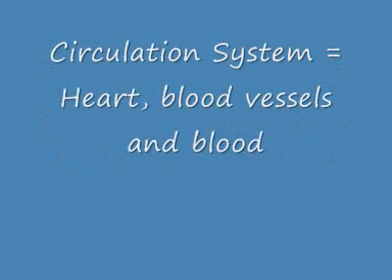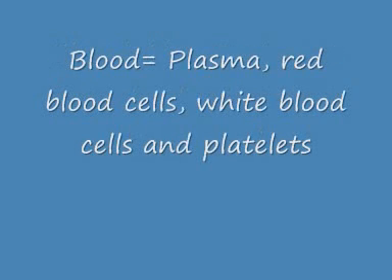The circulation system is made up of the heart, blood vessels, and blood. Blood is made up of plasma, red blood cells, which carry oxygen, white blood cells, which are the protectors of the body, and platelets.